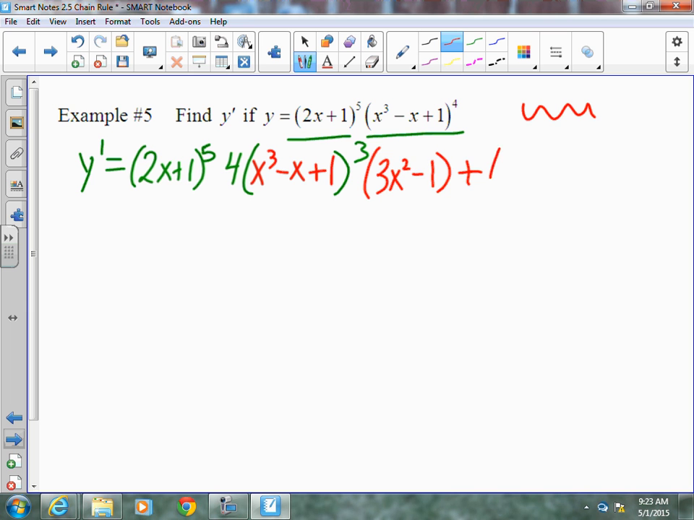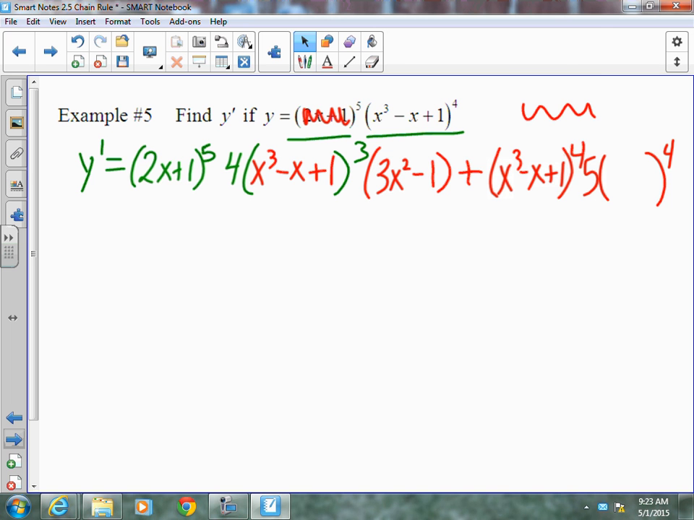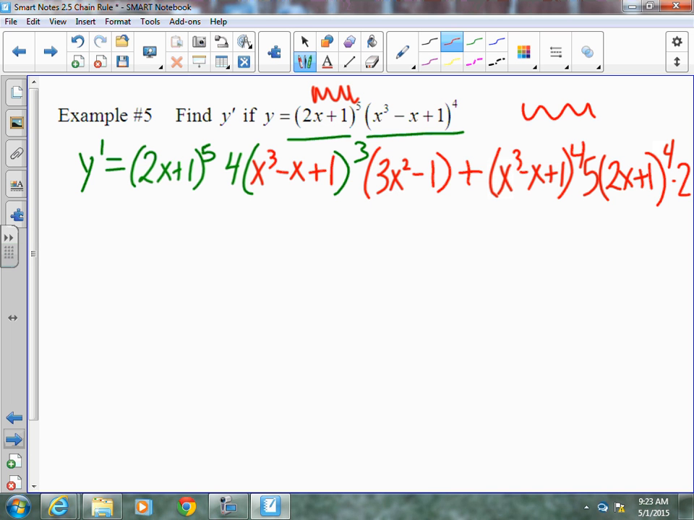plus, second half of our chain rule would say to leave the second, and now we have to multiply by the derivative of the first. Derivative of something to the fifth is 5 something to the fourth, and our something is 2x plus 1, and the derivative of that is 2.